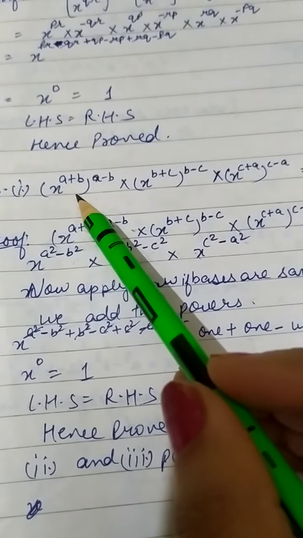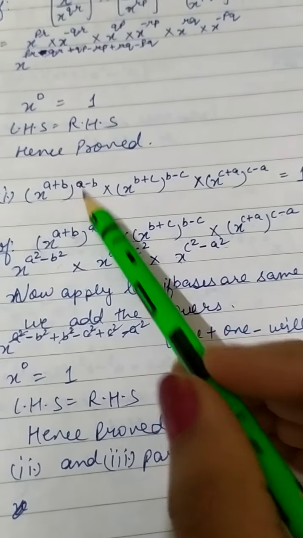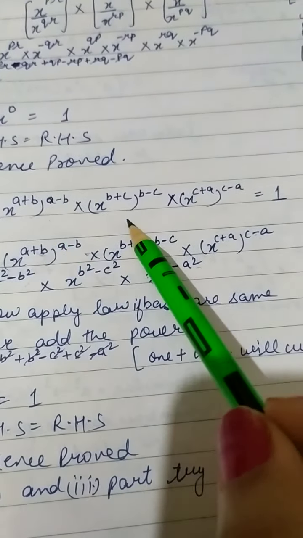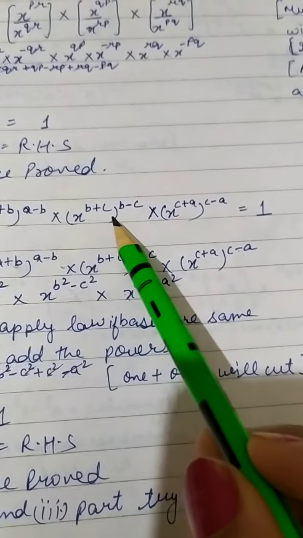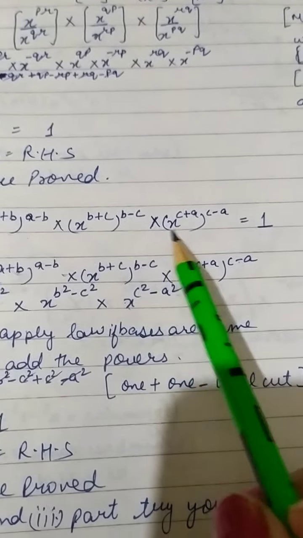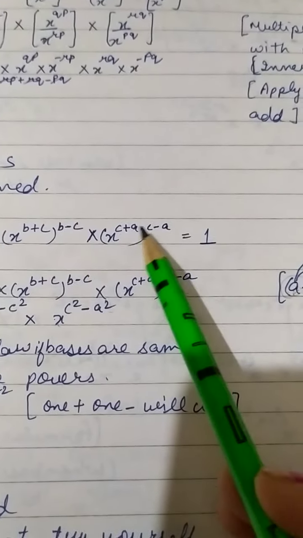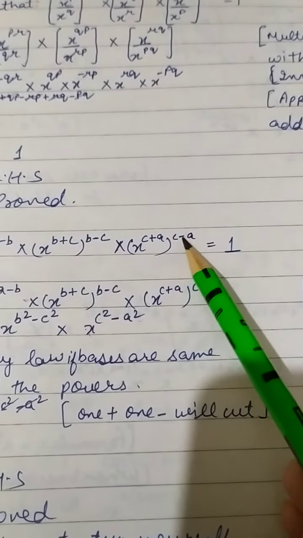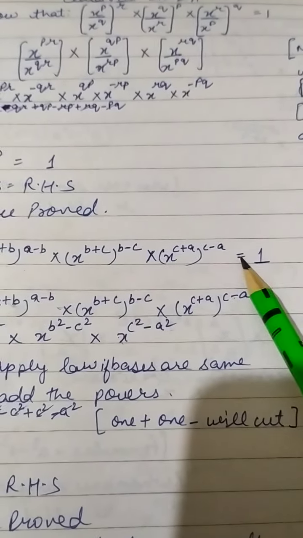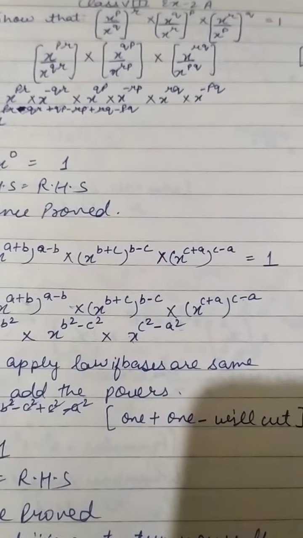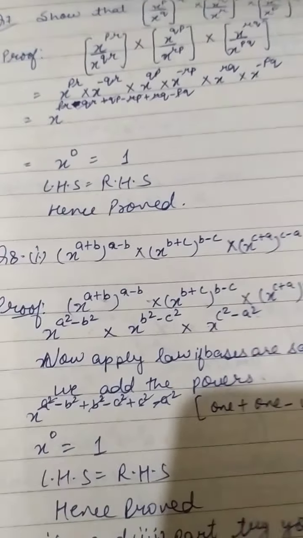We have x raised to the power (a plus b) whole power (a minus b), x raised to the power (b plus c) whole power (b minus c), x raised to the power (c plus a) whole power (c minus a), and we have to prove that this whole should be equal to 1. Got this?